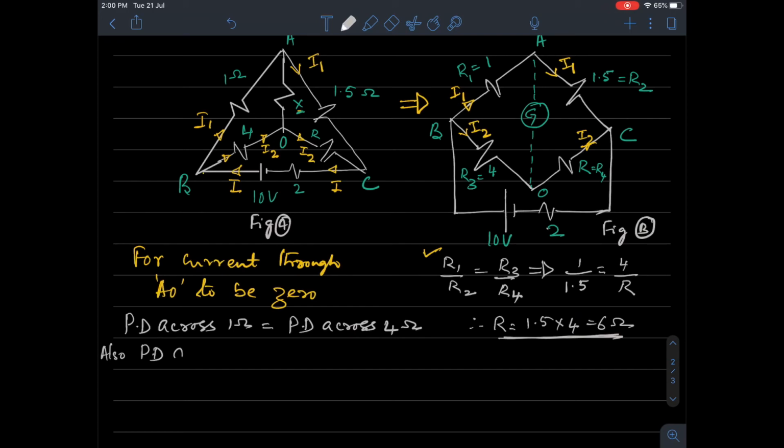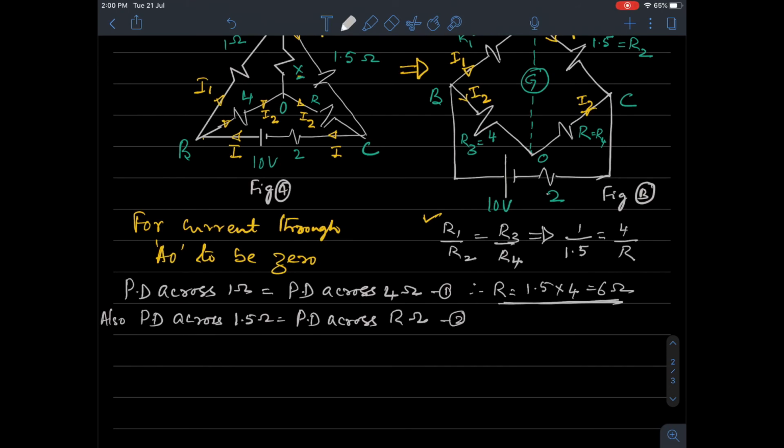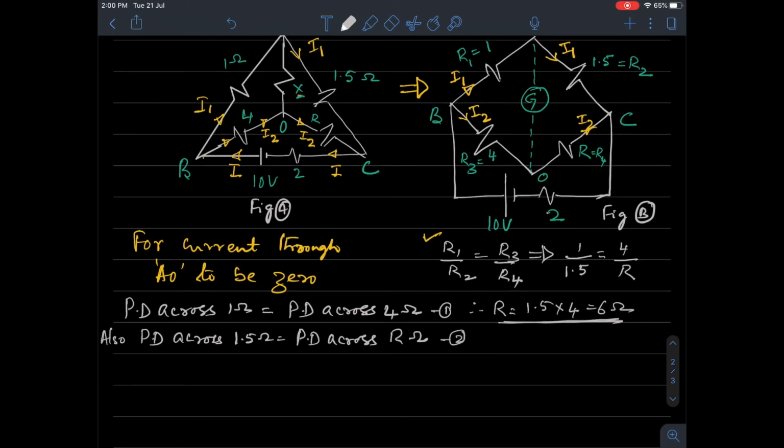Also, the potential difference across 1.5 ohm should be equal to the potential difference across R ohms. These are two equations I have, equation 1 and equation 2. What is the potential difference across 1 ohm? It is current times resistance. That means the current is I1, resistance is 1, which is equal to the potential difference across 4 ohm, which carries I2 amperes of current, so I2 into 4. This is my equation 3.